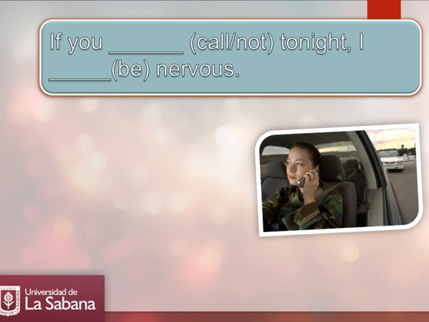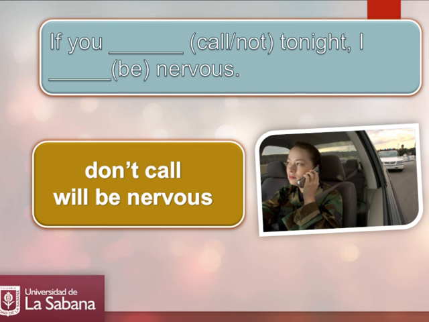Let's try another one. Once again, analyze the sentence, decide which type of the conditional sentence it is, and then put the verbs in the correct form. Pause the video if you need more time, and when you're ready, you should get conditional type 1. Because we have tonight, right? So tonight gives us the clue that it is a one-time situation. It is not something that happens always. So you should get, if you don't call me tonight, I will be nervous. Notice that here we have the negative form.